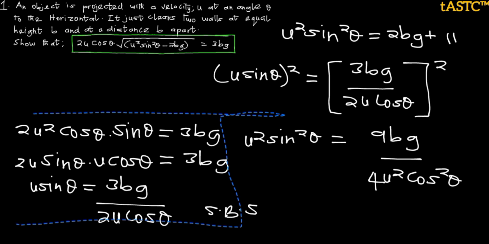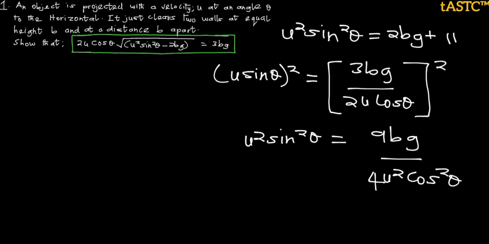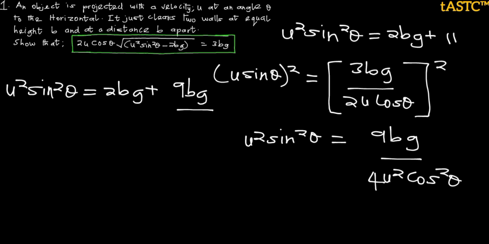Now we remember that we need to have something more than this. That is, this is not enough. From what we said, there must be a 2bg in it, so I'm going to add that. So ideally, we need to have u squared sine squared theta equal to 2bg plus what we got here, which is 9bg divided by 4u squared cos squared theta.